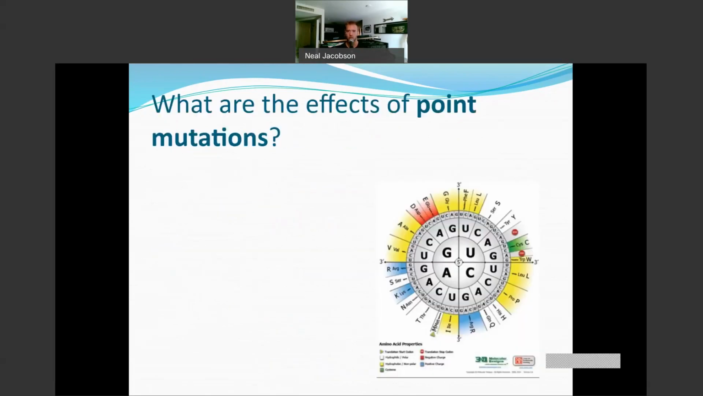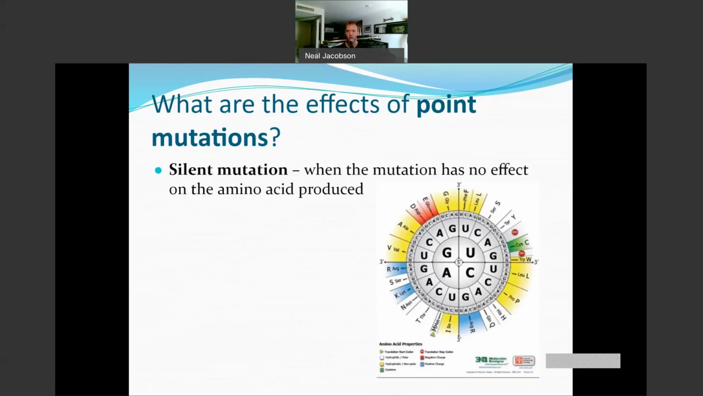Okay, so we can say, what is the effect of a point mutation? And there's going to be many possible effects. So one effect is a silent mutation. That's where there's a single base pair substitution or a point mutation, so a single nucleotide is changed, but the actual amino acid isn't changed at all. And so we can see an example of this, right?